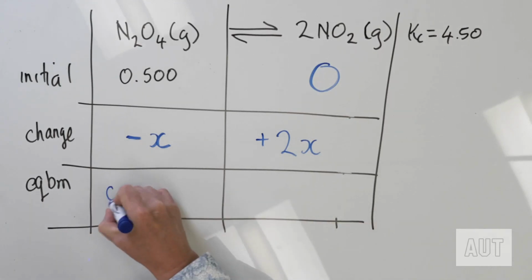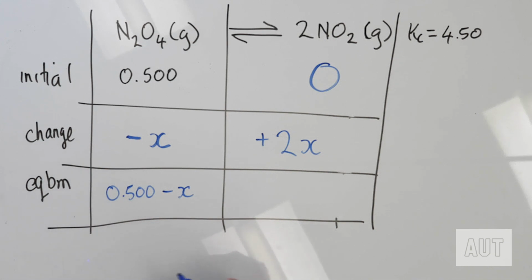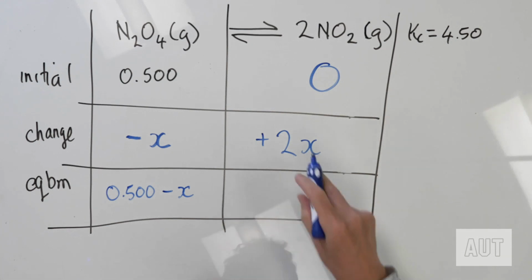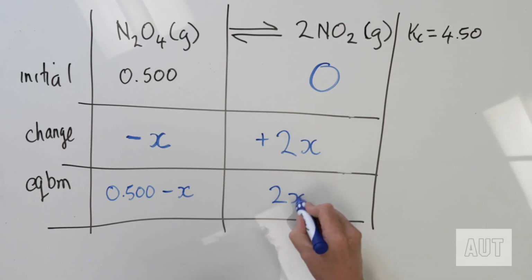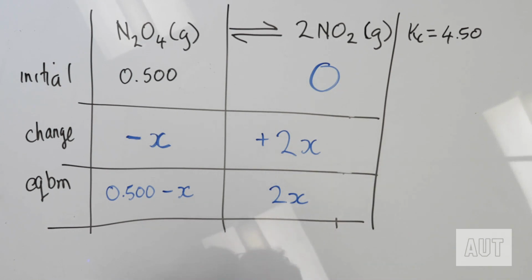And so therefore, we can now get the equilibrium concentrations of these. We can say, right, the equilibrium concentration of this is going to be 0.5 minus x. And the equilibrium concentration of this is going to be 0 plus 2x equals 2x. And we still think, well, that's great and all, but we don't know what the value of x is, so how can we solve the problem?